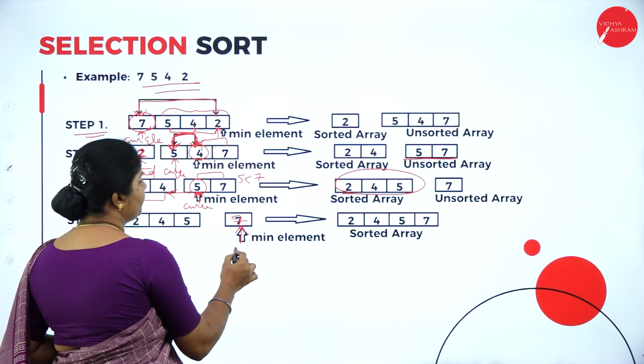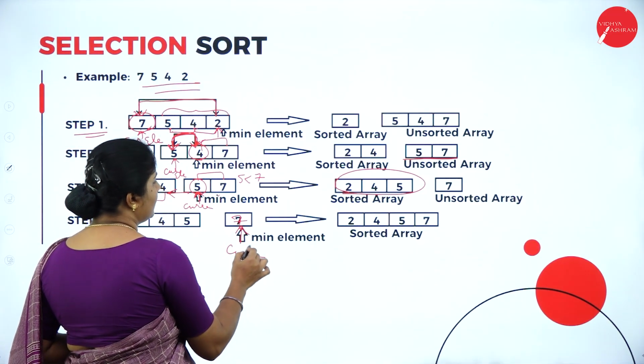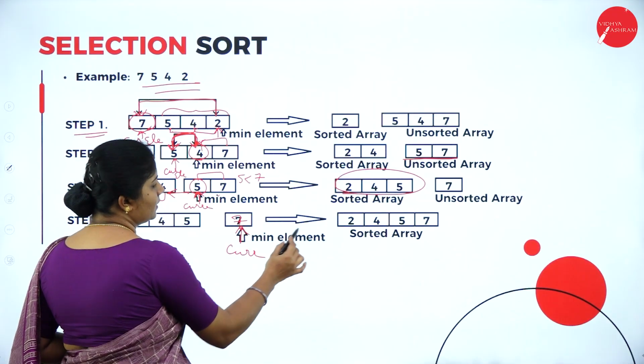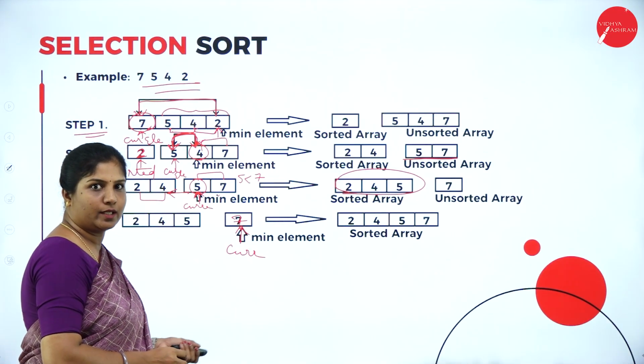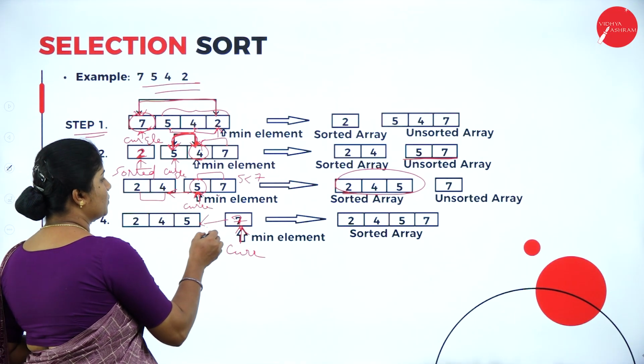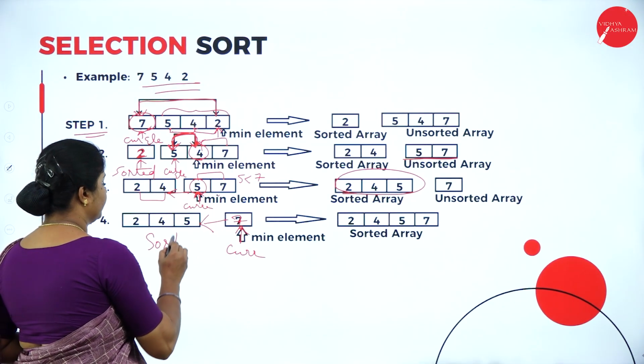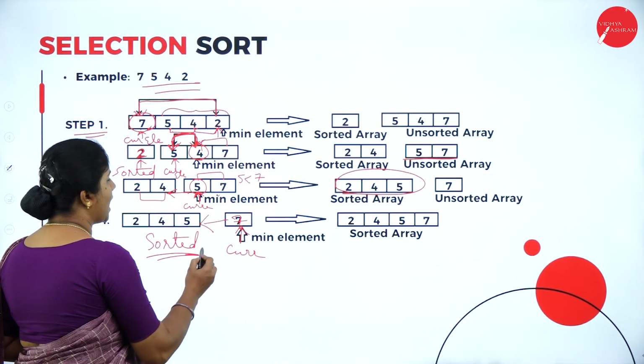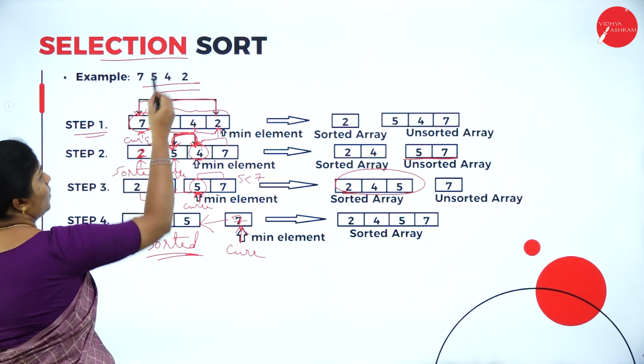Now, 7 is the current element. Then, no other elements are present in the list to check. So, 7 also comes to the sorted part. So, this is how selection sort works.